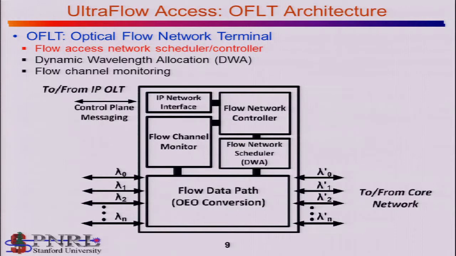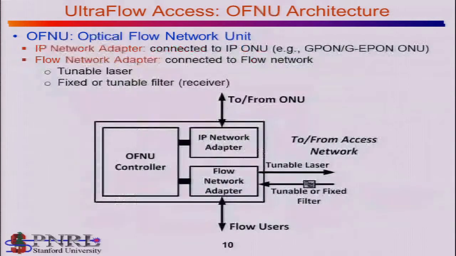This block diagram here shows the basic block functions of an OFLT. So basically, the OFLT is the brain of the whole Ultraflow access network. It controls and manages all the flow resources attached to it. And if OEO capability is enabled, then it may also do dynamic wavelength allocation within the access network. It may also conduct certain flow channel monitoring to ensure the quality of service of the flow channel. This schematic diagram shows the OFNU internal function. It manages all the flow resources at the user premises, such as the transceivers and all those network adapters.